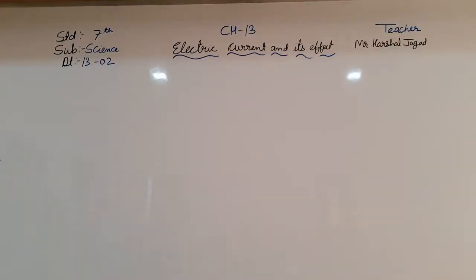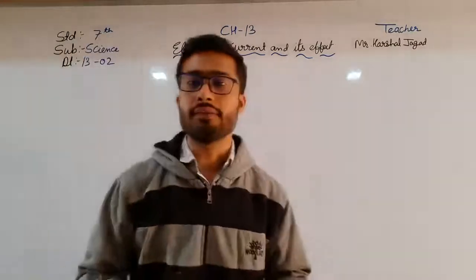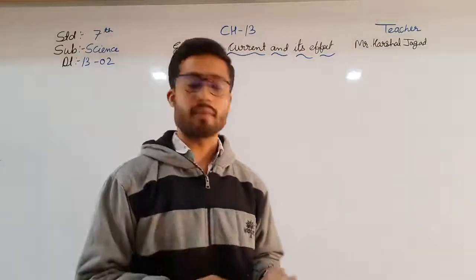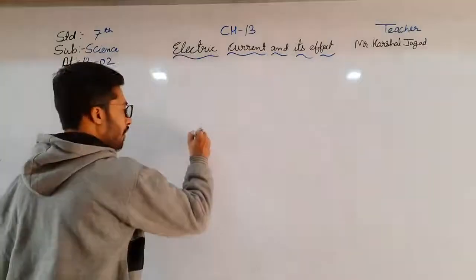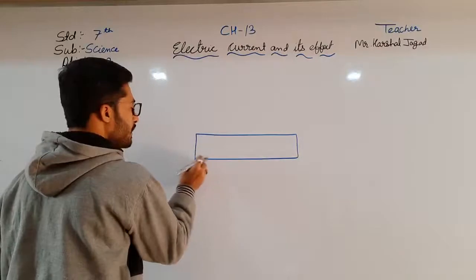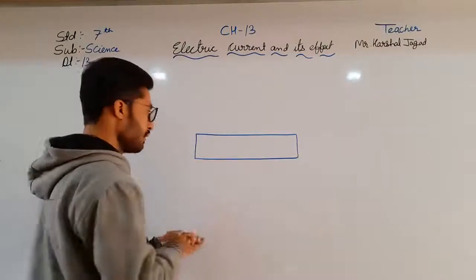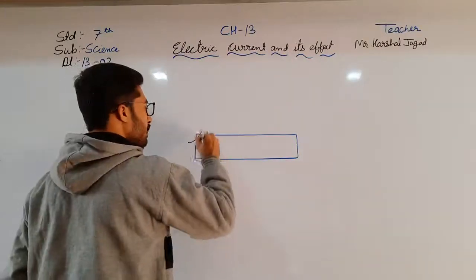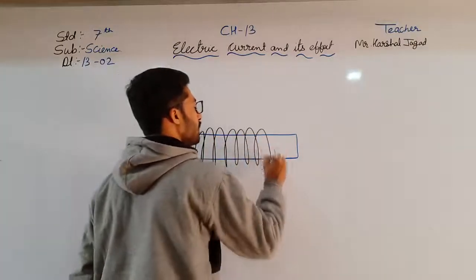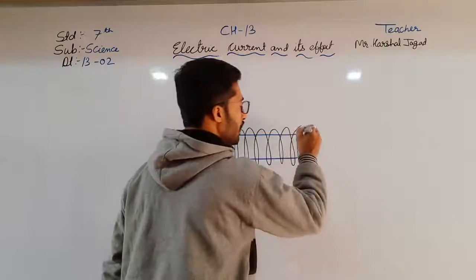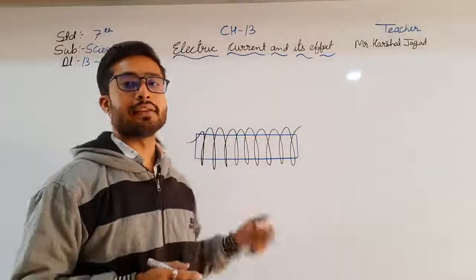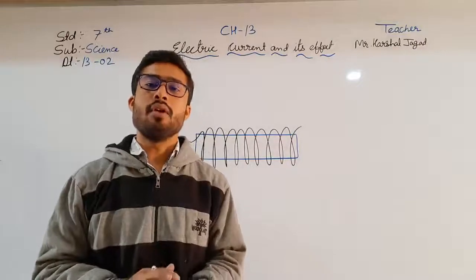In the previous video we saw the magnetic effect of the current, and in that we saw the electromagnet. What is an electromagnet? There is a bar of iron. When we wind a wire around it, a magnetic field is produced by it, so it is known as an electromagnet.